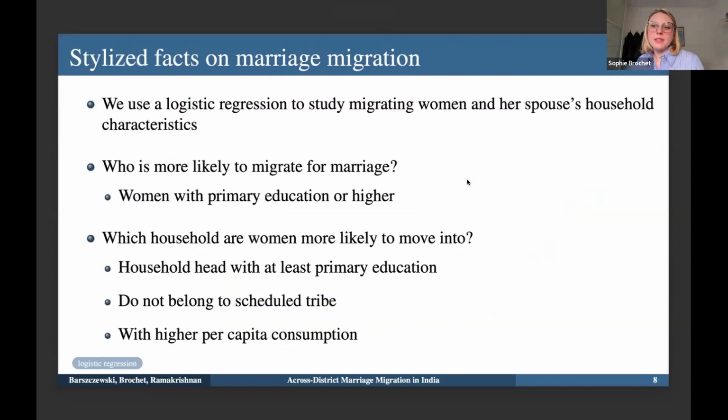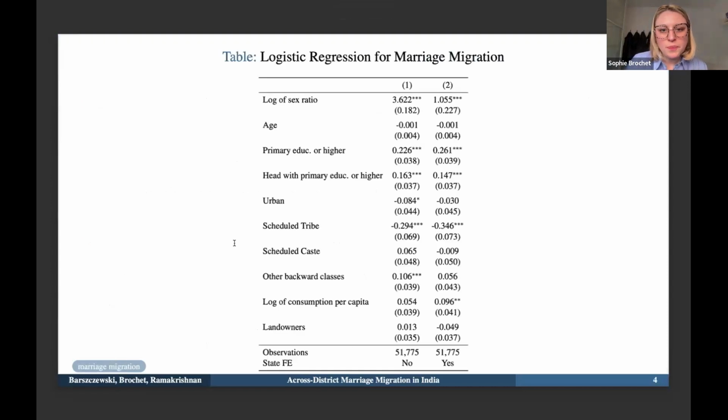Now, moving on to the specificity of these marriage migrant women, with the National Sample Survey data we ran a logistic regression. The dependent variable is equal to 1 if the woman is an across district marriage migrant and 0 otherwise. Of course, we drop across state marriage migrants because they are a minority. Just to show you the results, among the explanatory variables we have the log of sex ratios, age, education, and some other variables. We use two specifications, one without state fixed effects and one with state fixed effects.